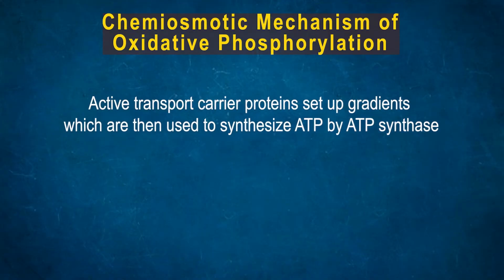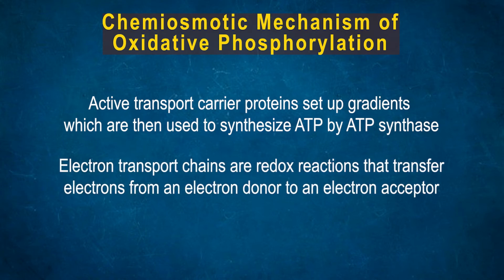Electron transport system, or electron transport chain. Chemiosmotic mechanism of oxidative phosphorylation: active transport carrier proteins set up gradients which are then used to synthesize ATP by ATP synthase. Electron transport chains are the redox reactions that transfer electrons from an electron donor to an electron acceptor. So it's a kind of redox system.